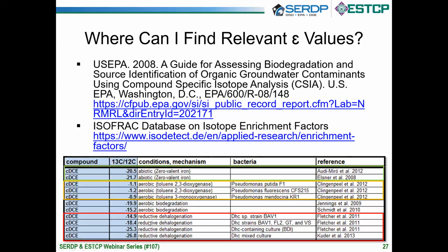If we drop down to the bottom, here are some examples from studies where reductive dehalogenation is going on. Most people are aware of that and interested in that. It just shows you there's a range, but again, a fairly high epsilon value from about -15 to -27 per mil. So here are some sources, and there are lots of contaminants in these different databases that you can take a look at.